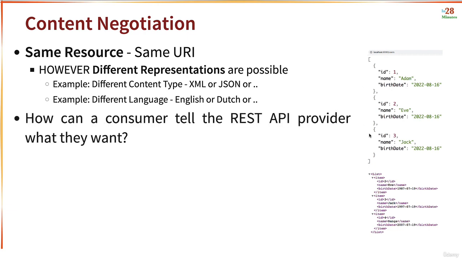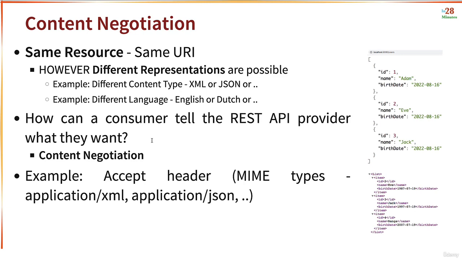And your consumers need to tell you which representation they want. How can a consumer tell the REST API provider which representation they would want? That's where this term called content negotiation comes into picture. A consumer can use things like the accept header. When I'm sending a request, I can send a request with a MIME type of application/XML. So I can create an accept header with the value application/XML and say, I would want an XML response back. Or I can use application/JSON. This is to get a JSON response back.